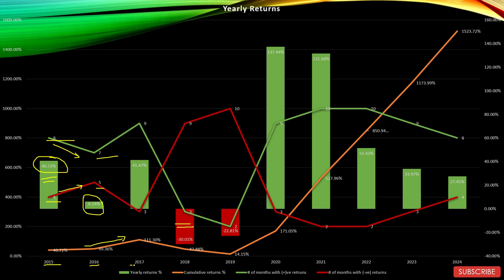The situation improved considerably in 2017 though, and the sector managed to give returns of 41.47% in 2017 with 9 positive months and 3 negative months.